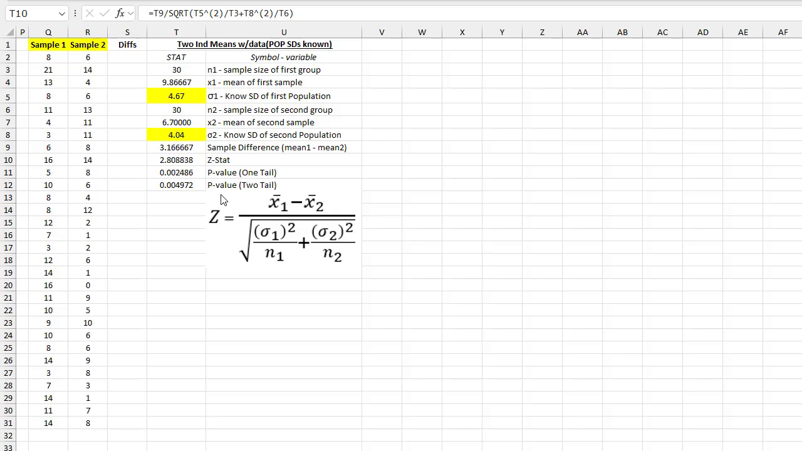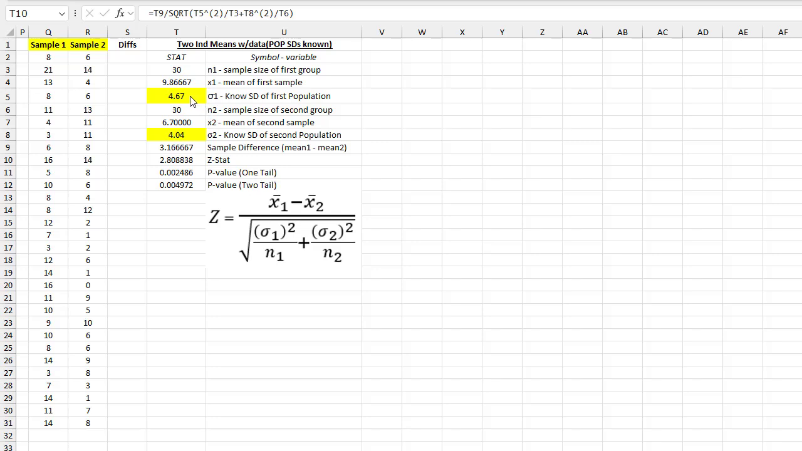Some of the stats that we're going to need to calculate, right? We're going to need the sample size of both groups. So there's the sample size of the first group, the sample size of the second. We're going to need to know the mean of both. So there's the mean of the first, the mean of the second. Here's the standard deviation of the first population the sample came from, and the same thing for the second. Then we're going to look at the sample difference. That's just mean 1 minus mean 2. That basically gives us the number that would be in the top of this formula. Then we're going to calculate this actual z-stat using Excel language or spreadsheet language. And then we're going to calculate our p-values, whether it's a one-tailed test or a two-tailed test.